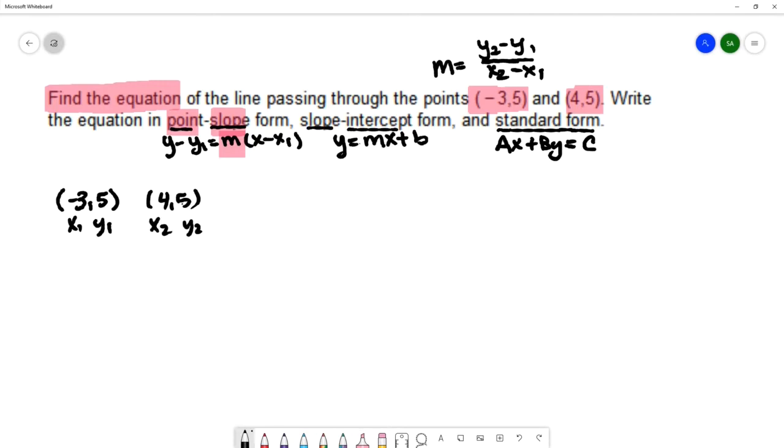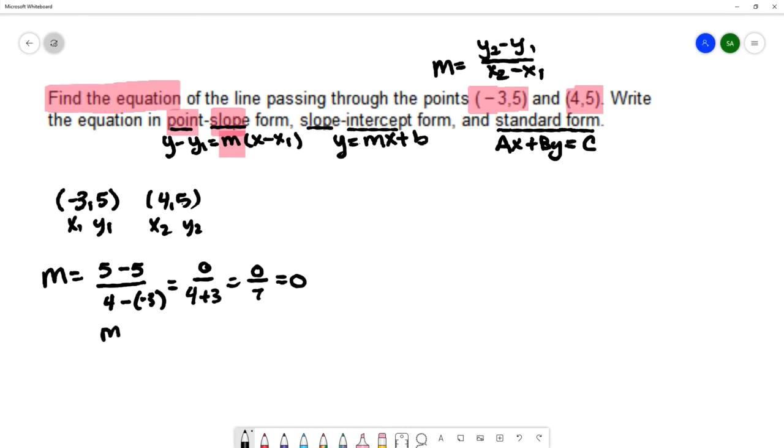Now I'll substitute these into the formula for slope. So y2 minus y1 over x2 minus x1. I get 5 minus 5, which is 0. In the denominator, that double negative becomes a positive. That's 4 plus 3. 0 over 7 is 0. So we found the slope of this line to be 0. Now when the slope is 0, we have a special kind of line, which is a horizontal line.